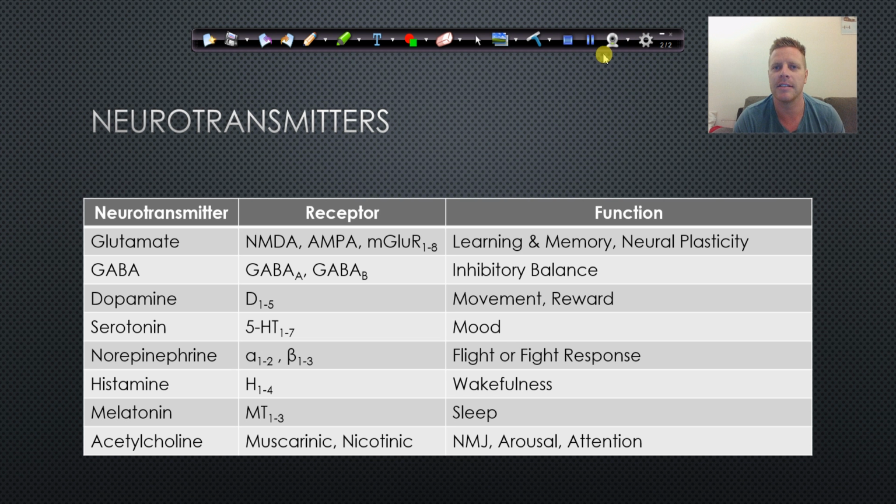But over the next week or two, we'll be going through these glutamate and GABA neurotransmitters and their functional roles. And then throughout the semester, we'll cover the various other major neurotransmitters that are summarized here and discuss the role that they play in each of these functions.